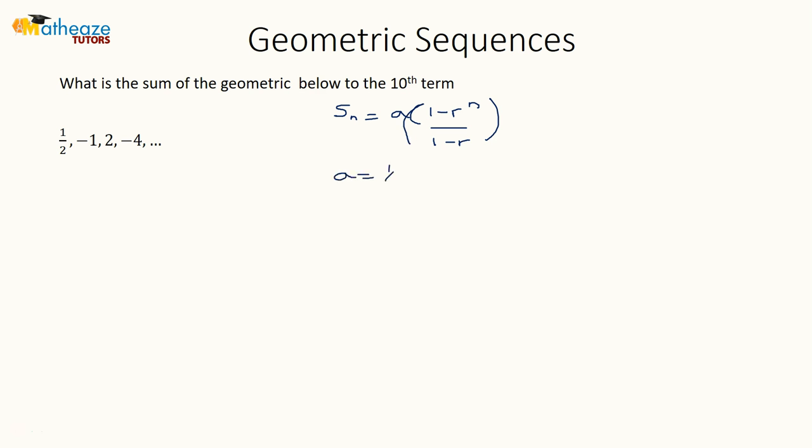A is 1/2, and our ratio, let's get our ratio, is going to be negative 4 divided by 2, which is negative 2. So let's look at the sum to the 10th term is a, which is 1/2, multiplied by 1 minus negative 2 to the power of 10 divided by 1 minus negative 2.